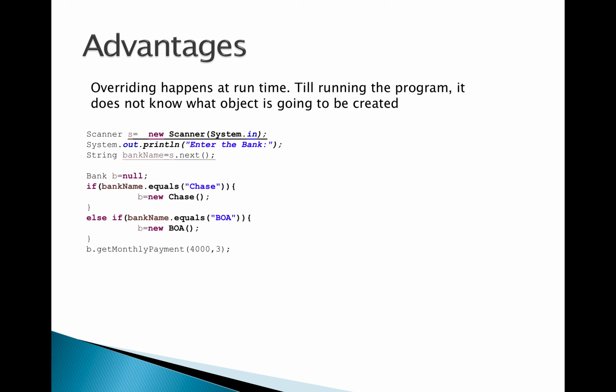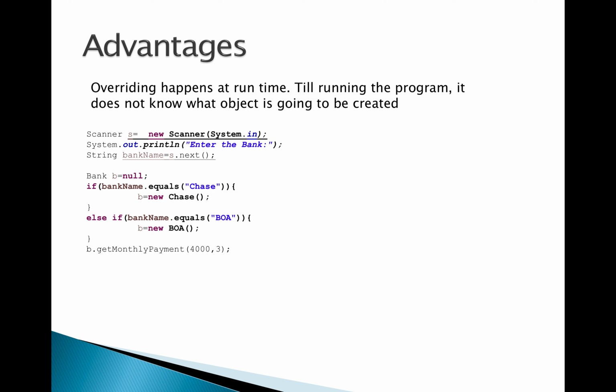It's asking for entering a bank name. If you give the bank name as Chase, if bankName.equals("Chase"), b is equal to new Chase, where b is nothing but the bank reference. So you are going to get a bank reference assigned with a Chase object if the user gives Chase as the input. It is going to get a Bank of America object if the user gives BOA. So now you would understand, the bank reference b does not know until you run this program whether you are going to get a Bank of America object or a Chase object.